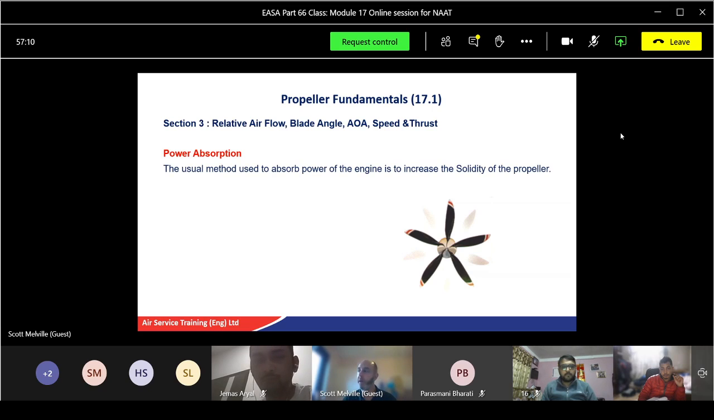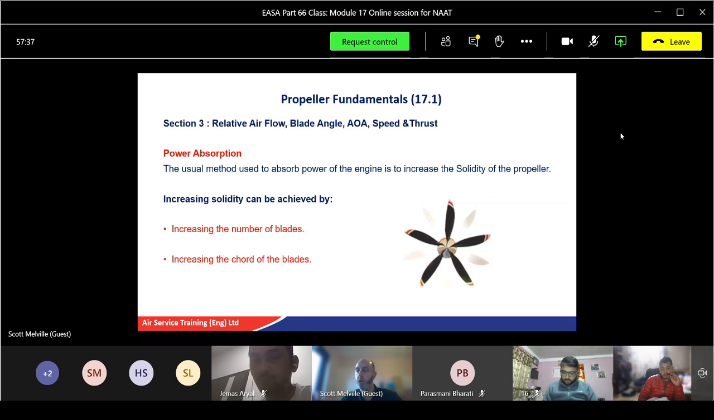So the usual method is to increase what's called the solidity of the propeller. And what I mean by that is, think of a propeller spinning as a disc. A solid disc is obviously solid. A propeller is just a proportion of a solid disc. That's all it is. It's still a disc spinning around, but it's not completely solid. You put more blades in there, you make it more solid. So hence why it's called solidity. So increasing solidity, I mentioned already, means increasing the number of blades, increasing the chord of blades, and so on.